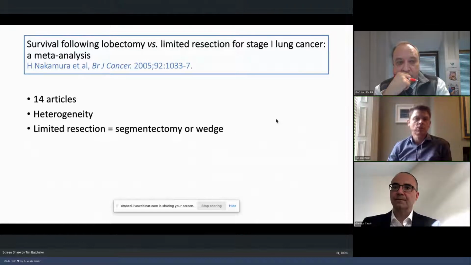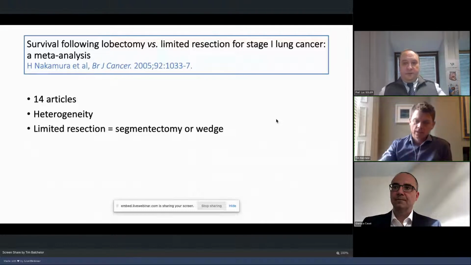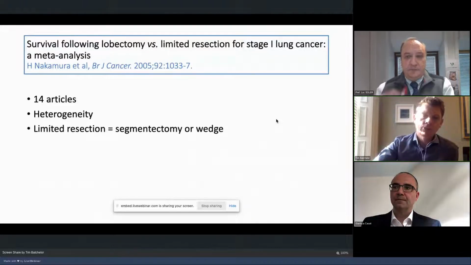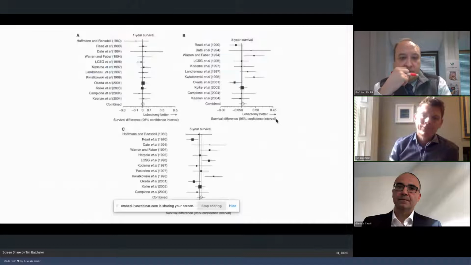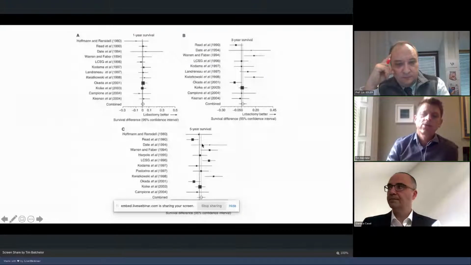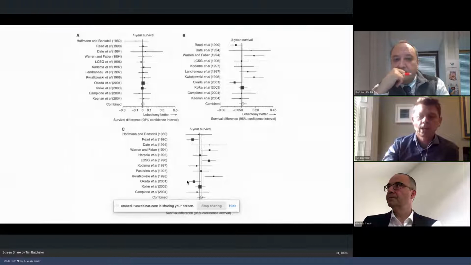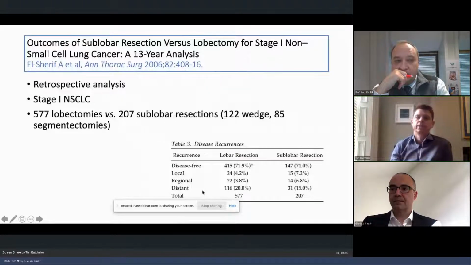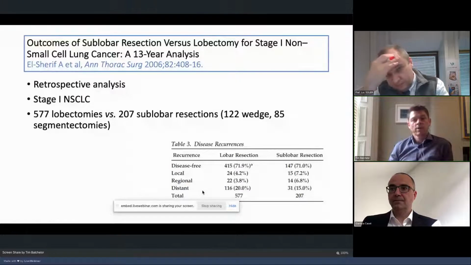And this is one of the first meta-analyses, looking at 14 articles. They noted that there was a lot of heterogeneity. And what they showed was that in terms of 1, 3, and 5 year survival, there was no difference in survival between lobectomy and segmentectomy, although maybe a trend towards a better survival in the lobectomy group. So not only do we have meta-analyses, but some quite large case series as well.